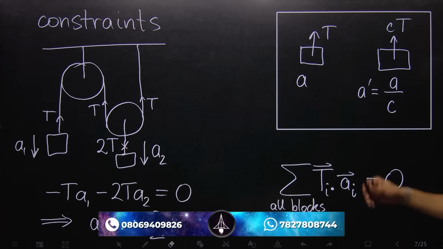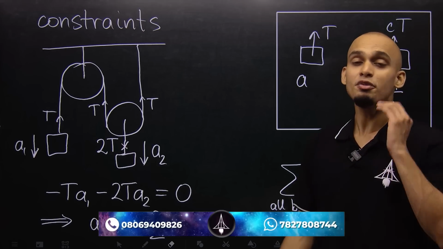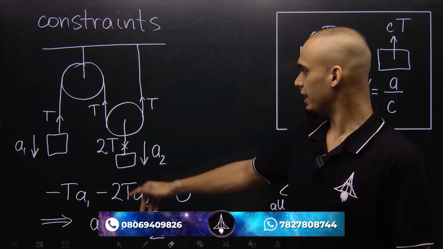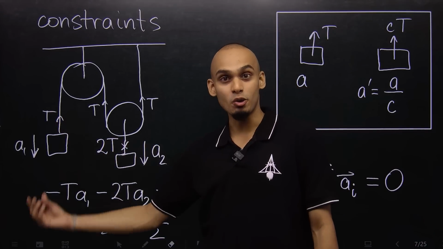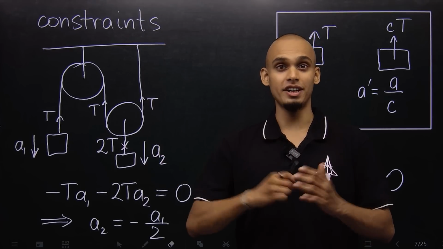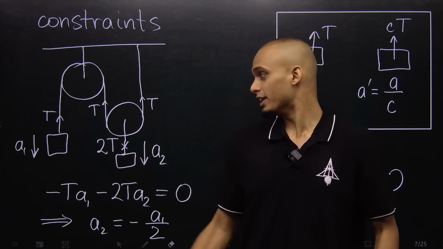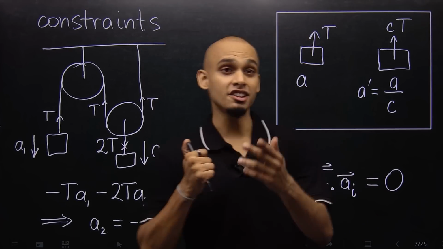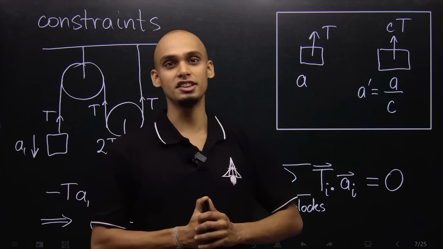But this will be useful to you if you can imagine that, for example, if this block 1 is moving downwards, then this block 2 should move upwards. So if you can conceptually work out the direction of acceleration, then you can get its magnitude easily by this concept.